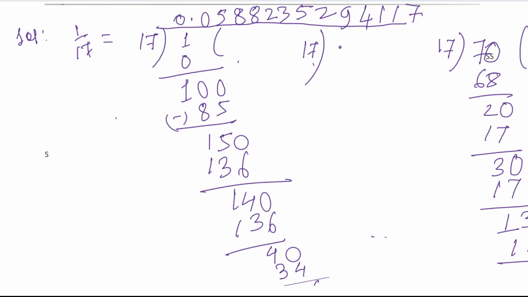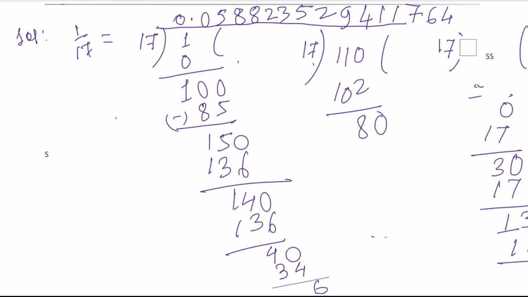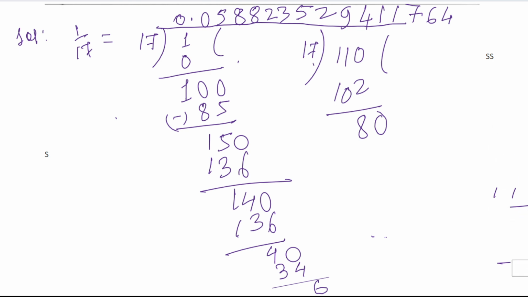17 and 110. Okay, so 6 times. 6 times 17 is 102. 8, and because of this decimal point a 0 is free. Okay, again 4 times. 4 times 17 is 68.